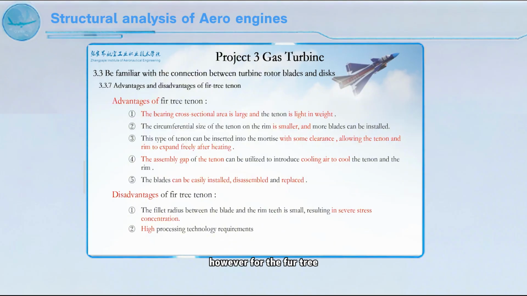However, for the fir tree tenon with small arcs and multiple teeth, the fillet radius between the blade and the rim tenon teeth is small, resulting in severe stress concentration. In addition, this tenon has high requirements for processing technology.